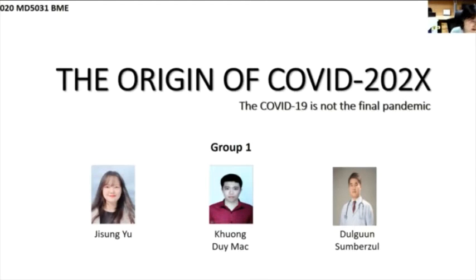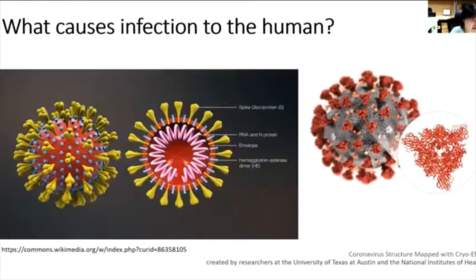So first, we will show you the structure of the COVID-19 virus, how the coronavirus invades your body, and where the coronavirus came from. The coronavirus is an enveloped, positive-sense, single-strand RNA virus. Then, what structure of the virus makes it infectious? Coronavirus has a spike protein whose shape looks like a crown. That's why it's named coronavirus.